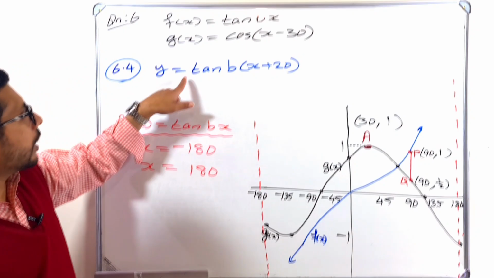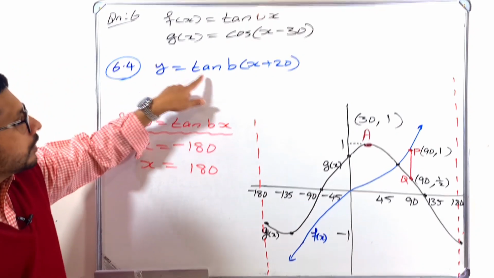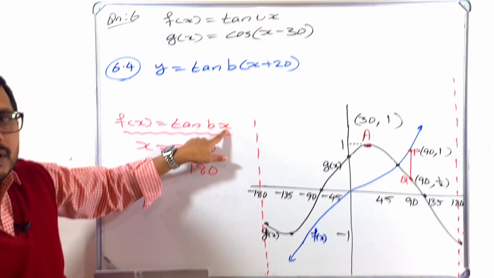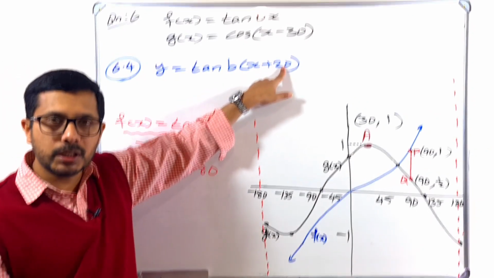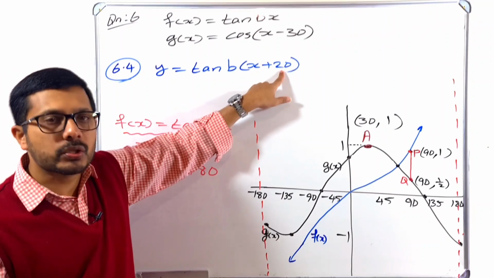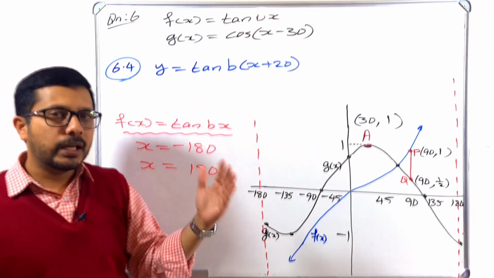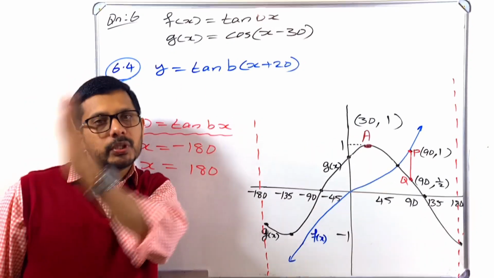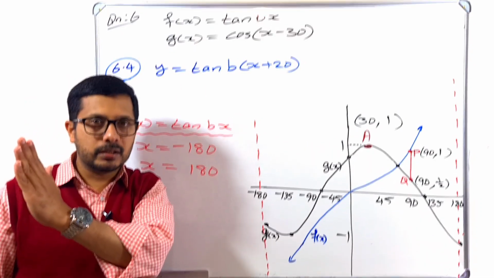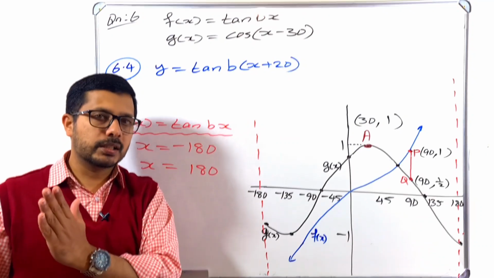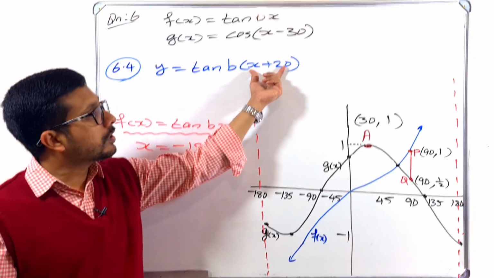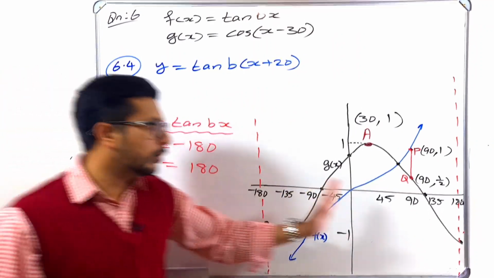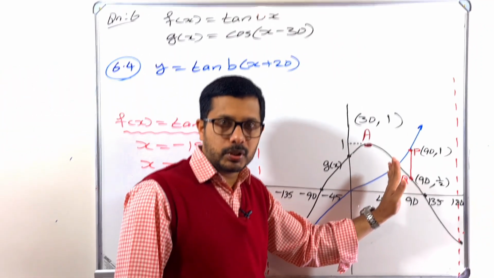Okay, now look at our question, y is equal to tan b, up to there it is fine, but instead of this x, it is x plus 20. What is the meaning of this x plus 20? It means that the entire f of x graph, that tan graph, is shifted 20 degrees to the left side, not to the right, okay, to the left side. So the entire graph is shifted 20 degrees to the left, which means even the asymptotes also shifted 20 degrees to the left. Am I right?